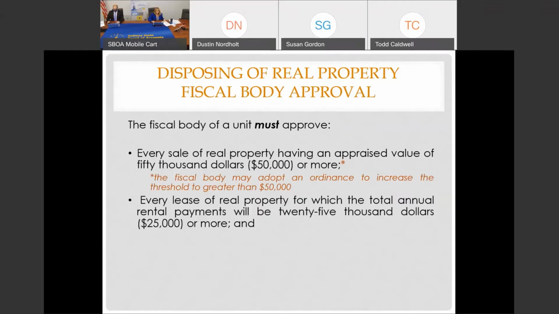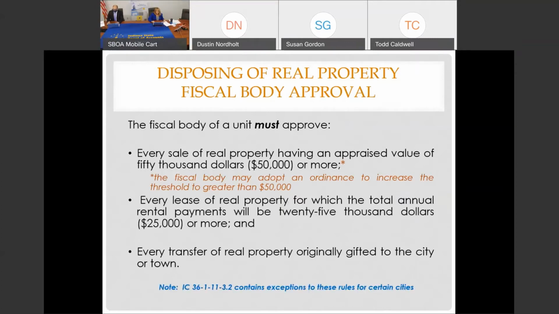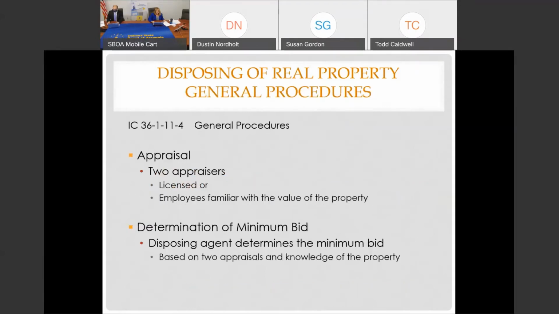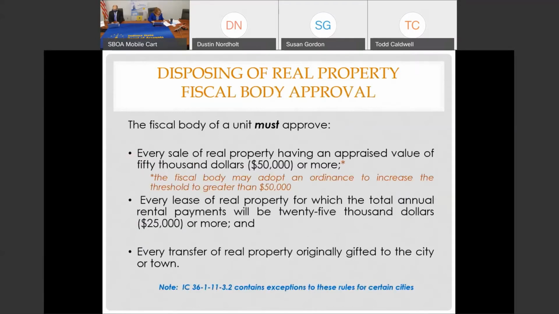They also have to approve every lease of real property where the total annual rental payments will be $25,000 or more, and every transfer of real property that was originally gifted to the city or town. Now, as usual, there are some exceptions to this, and those are in section 3.2 based on population parameters.